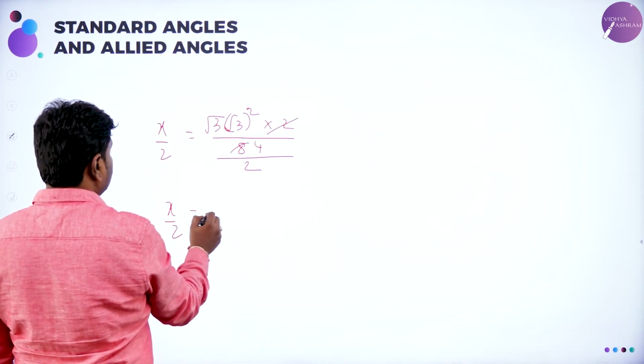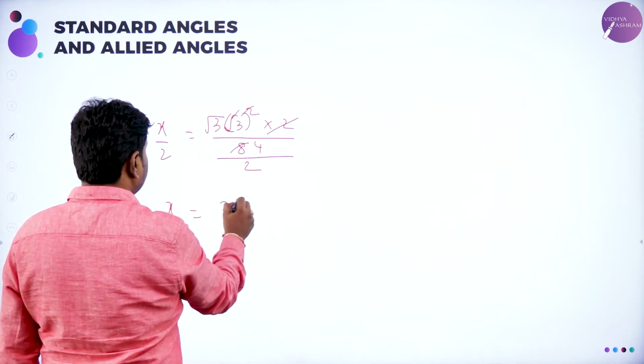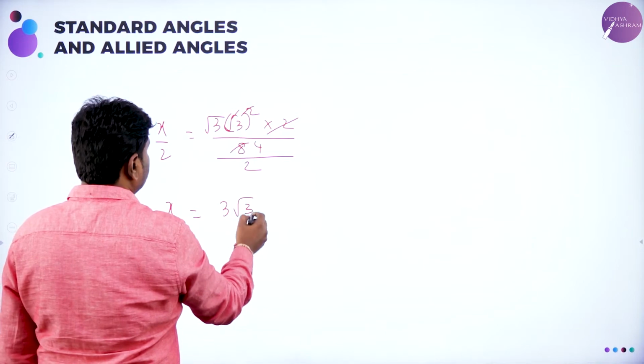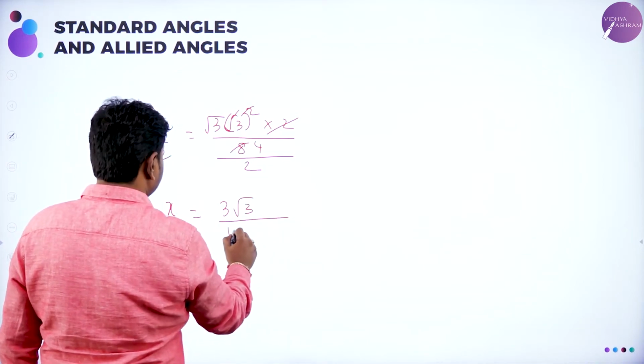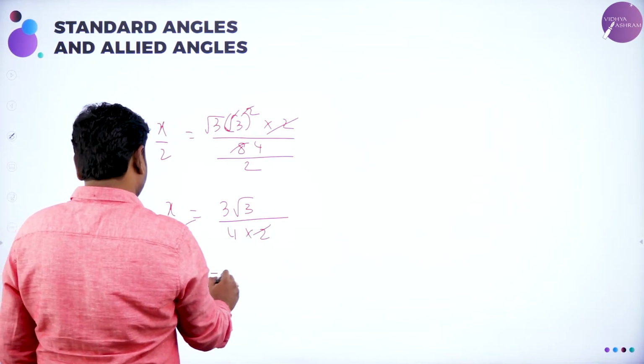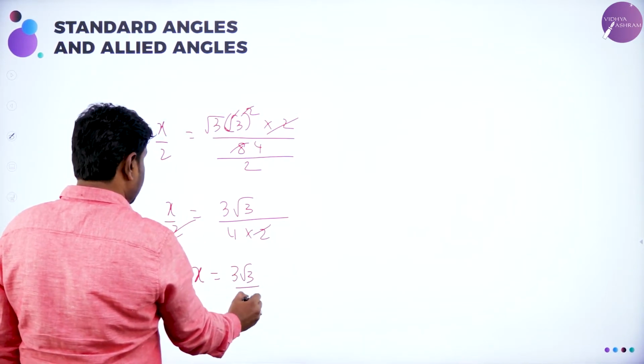Further, x by 2 is equal to, square root cancels. It will be 3 root 3. 1 root 3 will be as it is. This will become 3 root 3 divided by 4 into 2. This comes to the denominator. 1, 2 and 2 you can cancel. So finally you will get x is equal to 3 root 3 by 4.